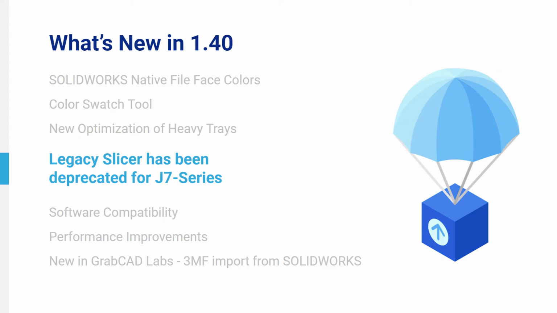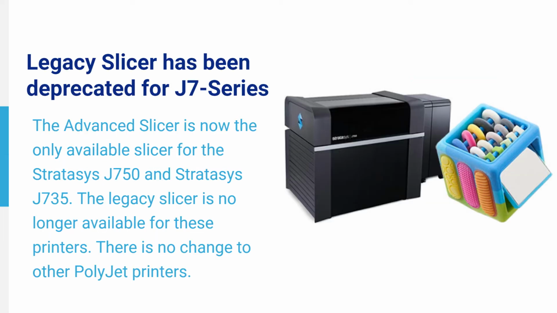Legacy Slicer has been deprecated for J7 series. The Advanced Slicer is now the only available slicer for the Stratasys J750 and Stratasys J735. The Legacy Slicer is no longer available for these printers. There was no change to other PolyJet printers.